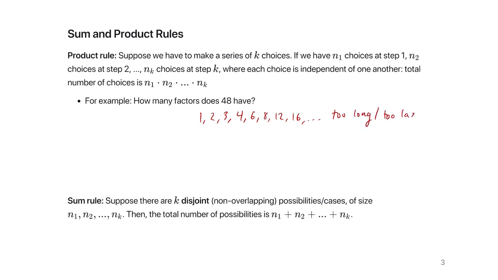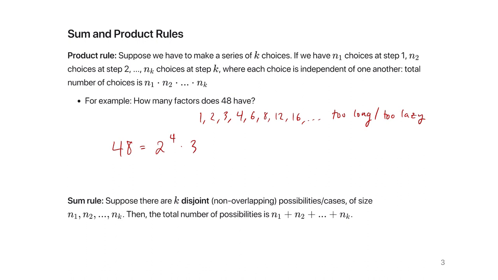Okay, and so the whole point of this is we want to prime factor our number, right? So what's the prime factorization of 48? Can someone tell me? How can I write 48 as a product of prime factors? Yeah. Good. 2 to the 4 times 3.